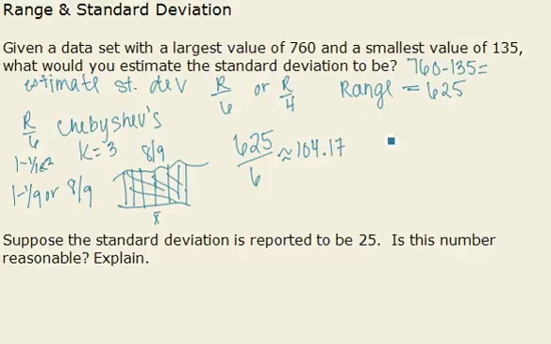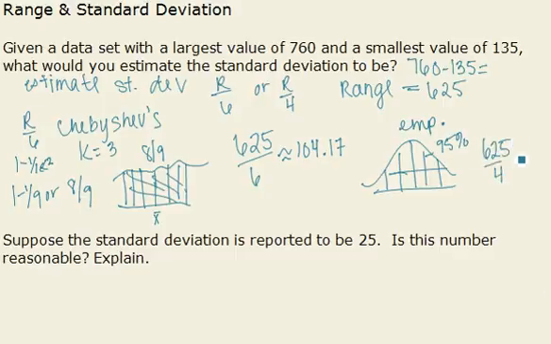Likewise, if I was looking at range over 4, I might be thinking of the empirical rule, where 2 standard deviations from the mean captures 95% of the data. And so, if I took my range over 4, 625 divided by 4, I'm looking at a standard deviation of 156.25.